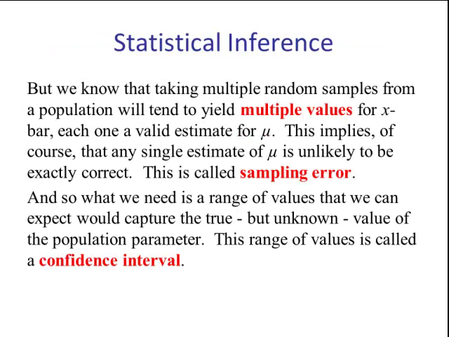But we know that taking multiple random samples from a population will tend to yield multiple values for X bar, each one a valid estimate for mu. This implies, of course, that any single estimate of mu is unlikely to be exactly correct. And this is called sampling error. And so what we need is a range of values we can expect would capture the true but unknown value of the population parameter. This range of values is called a confidence interval.